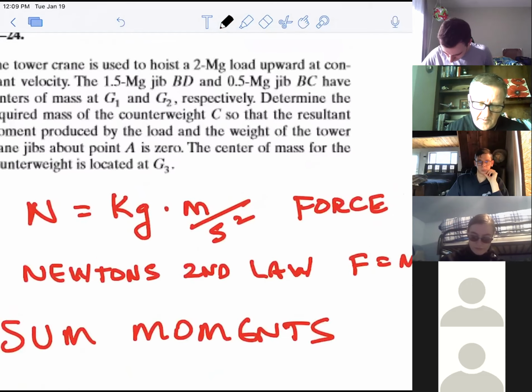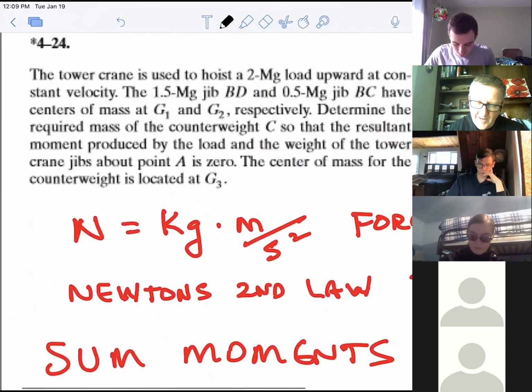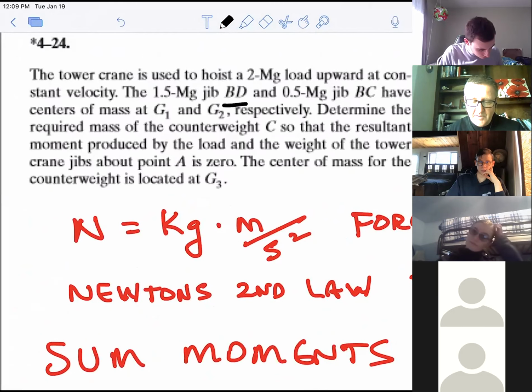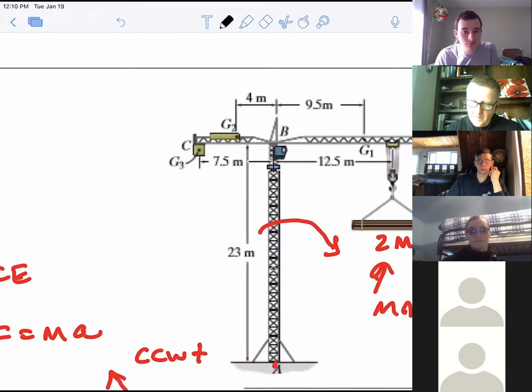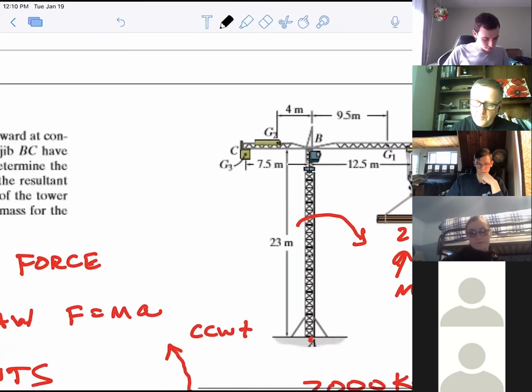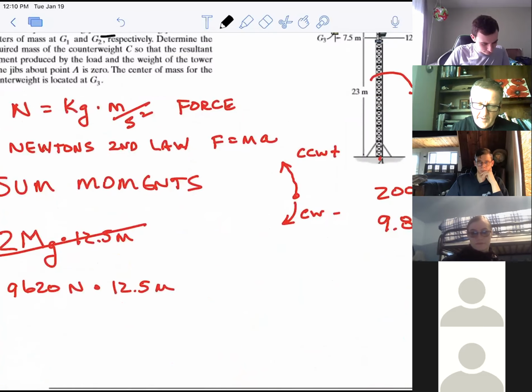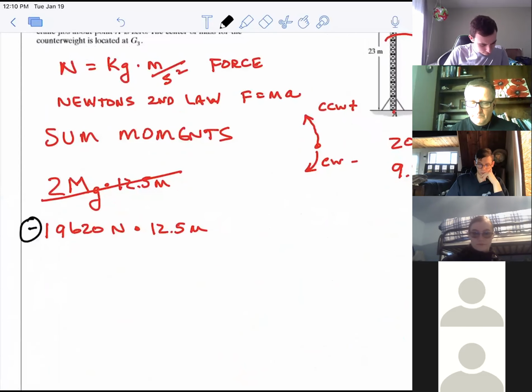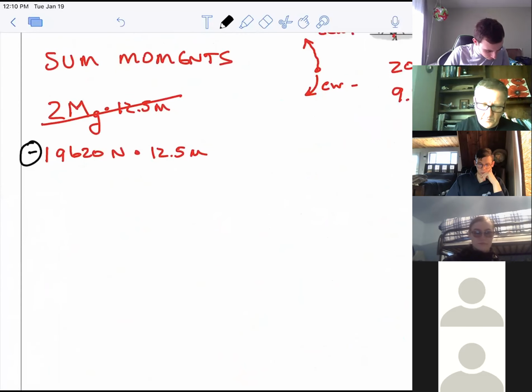Let's see. They said the 1.5 megagram jib, and notice they don't expect you to know what a jib is. They said BD. There's B and D. Oh, that's that arm that's reaching out. That's what it's called, by the way, a jib. That jib is reaching out there, and I'm told it's 1.5 megagrams. So a little side note over here, jib, 1.5 megagrams.